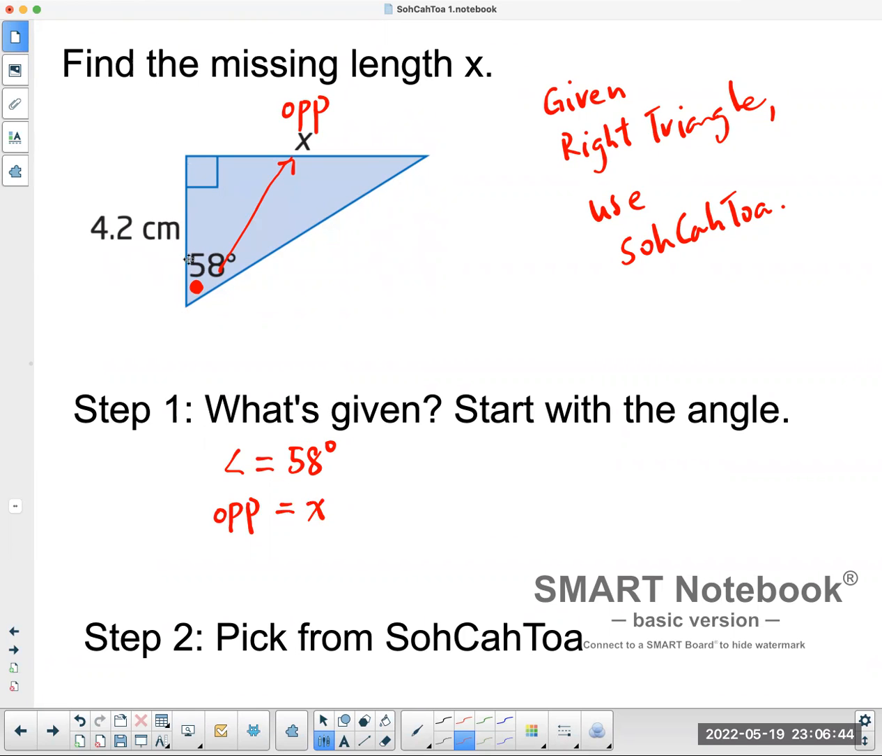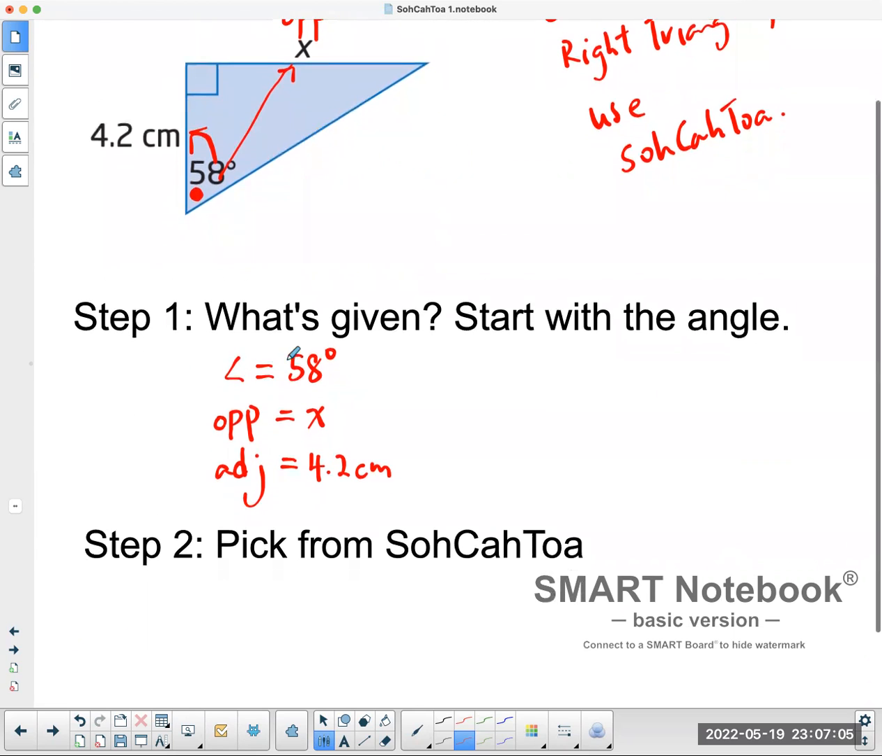Now, this side over here, that's not the longest side of the triangle. That's next to where I'm standing. This side is the adjacent side, and the adjacent side is 4.2 centimeters. So that's what's given in this triangle, right? The angle, the opposite side, and the adjacent side.